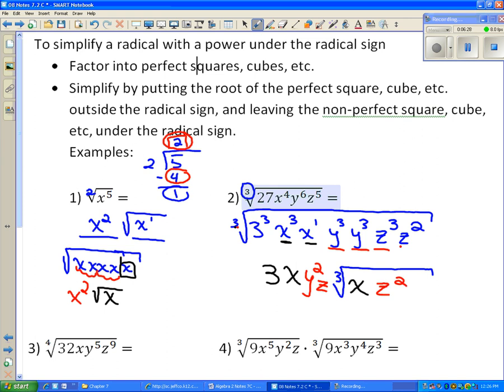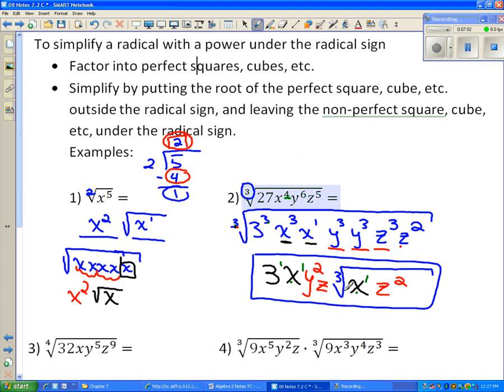So what did I do here? Well, again, this is my answer, first of all. 3 to the third power: you take the power, divide by the root. 3 divided by 3 is 1, so I take out a 3 to the 1. X to the fourth: 4 divided by 3 is 1, remainder 1, so I had an x outside the cube root, an x inside the cube root.